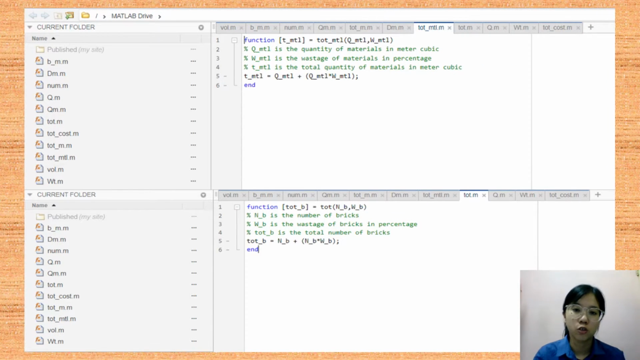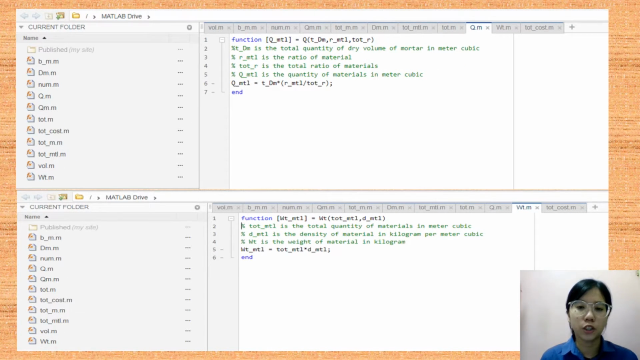The function above is used to calculate the total quantity of the materials, which are the bricks, cement, sand, and the mortar, by adding the wastage of the materials to the quantity of the materials. Next, the function below is used to calculate the total number of bricks by adding the wastage of the bricks to the number of bricks. The following function above is used to calculate the quantity of materials, which are the sand and the cement: the total quantity of dry volume of mortar times the ratio of the material over the total ratio of the materials.